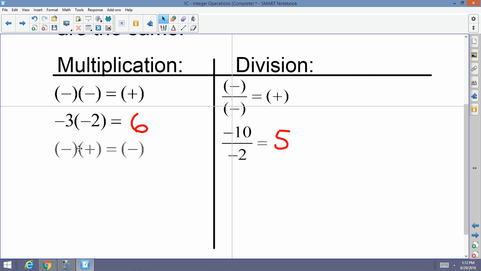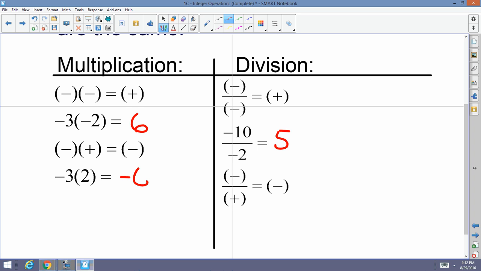A negative times a positive is a negative. And a negative divided by a positive is a negative. For example, negative 3 times 2 equals negative 6, because a negative times a positive is a negative. And for division, negative 10 divided by positive 2 equals negative 5, because a negative divided by a positive is a negative.